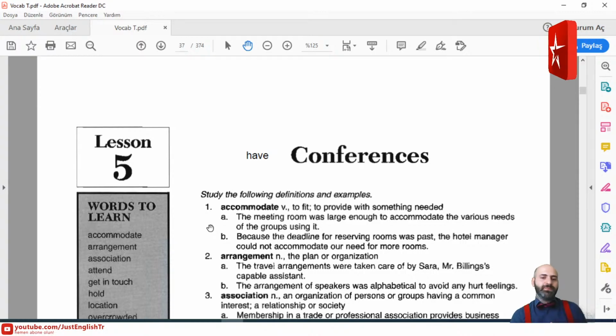Sentence B says, because the deadline for reserving rooms was passed, the hotel manager could not accommodate our need for more rooms. So, the deadline was passed, they were late for something, and the hotel manager could not give them any rooms. They did not have, probably, vacant rooms.